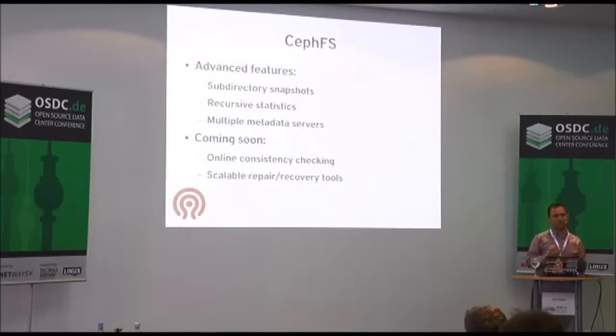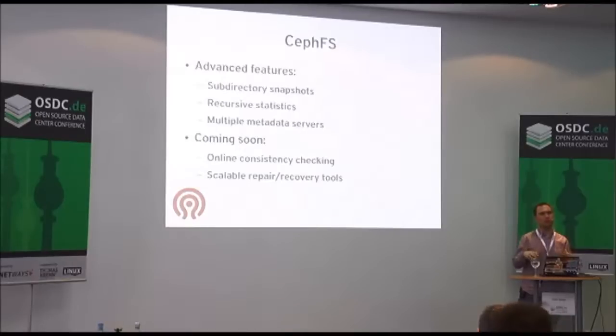CephFS actually goes a little bit beyond what a typical POSIX file system can do. So we have subdirectory snapshots. You can take a snapshot of a particular directory. You get recursive statistics. So if you want to know how much data is in a particular folder, by default, if you use du on a Linux system, it's actually going down into all of the files in there and touching all of them to calculate that. In CephFS, we keep that data to hand. So if you have the right user space tools, it will be able to look that data up directly.